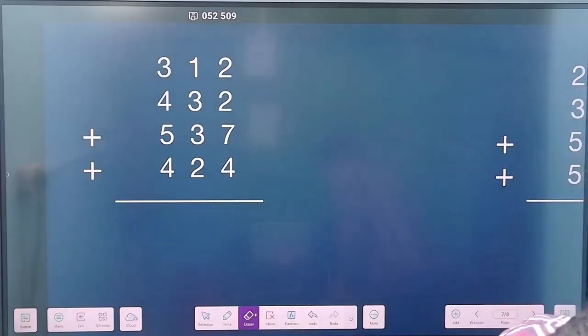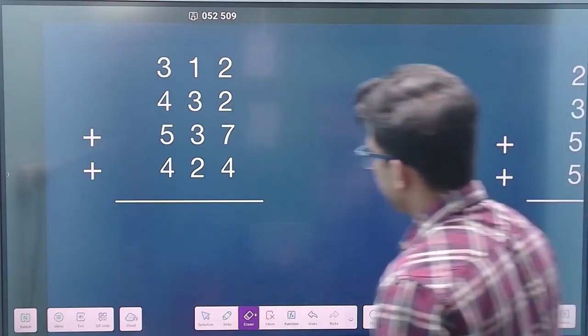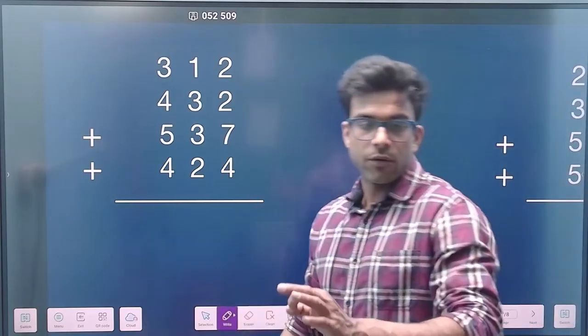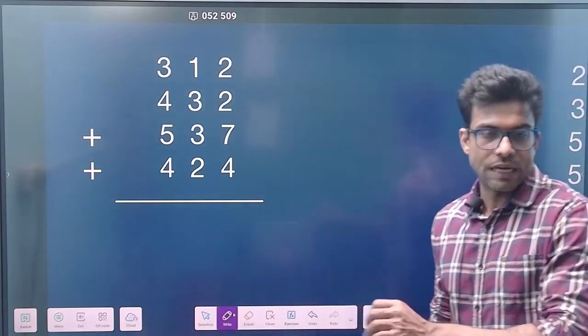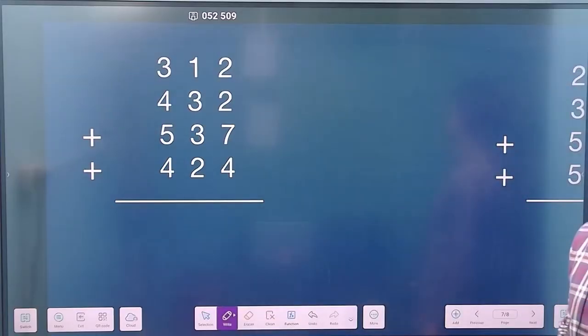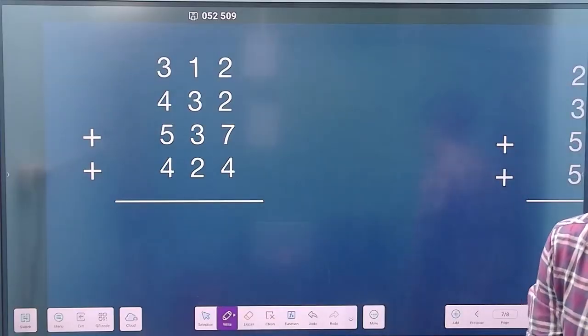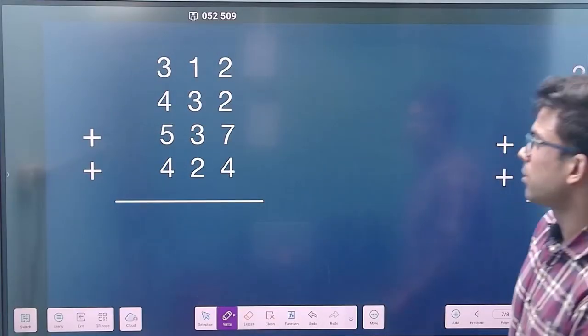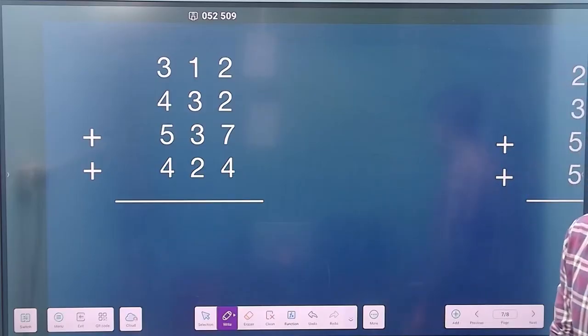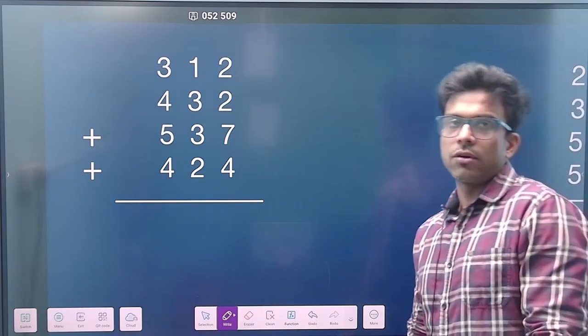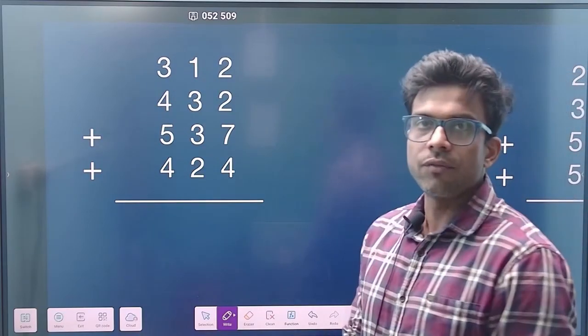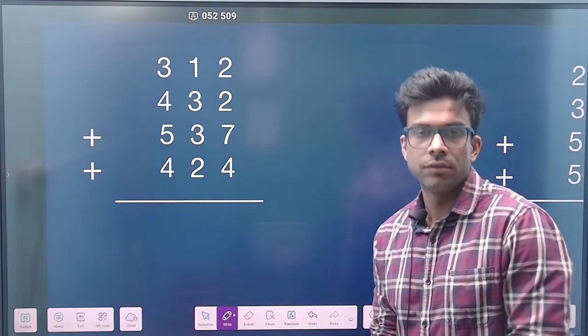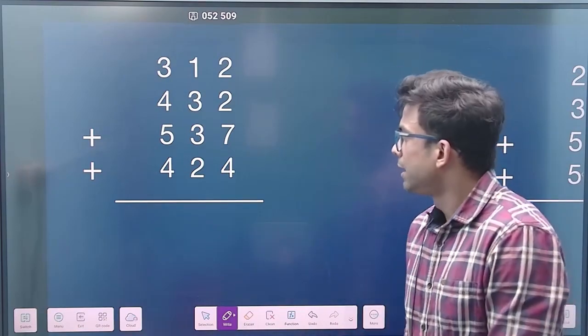Very good, Rahul. Can you add this number? Come on, the way in which I taught you. These are the very basic things, guys. If you don't understand these things, it would not help you a lot. I will be giving you homework also: 312, 432, 537 and 424.